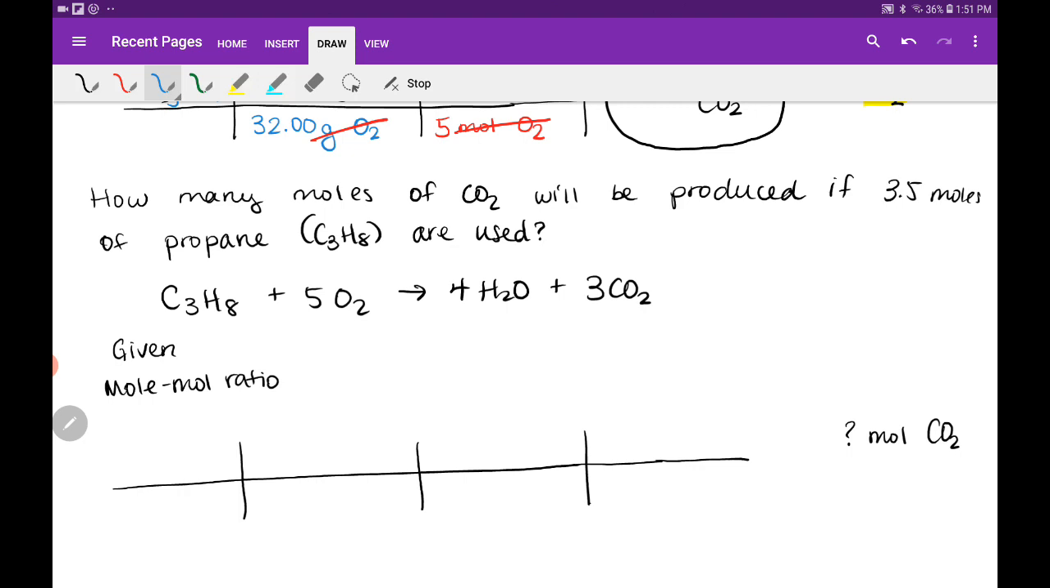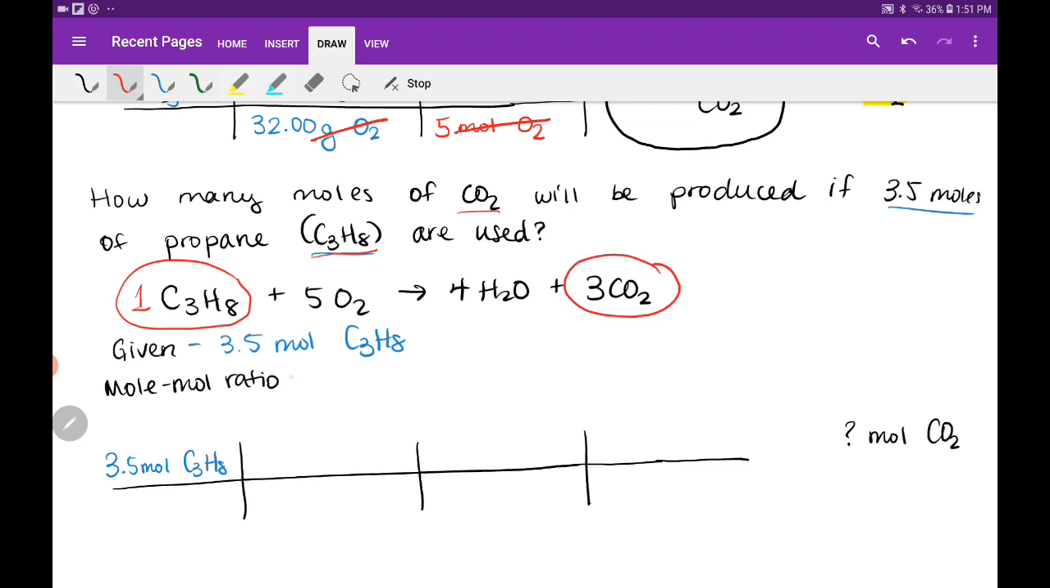Okay, so in this situation, our given is 3.5 moles of C3H8, and our mole-mole ratio here, so we're comparing C3H8 with CO2. So we're looking at this one, and remembering if there's not a number there, it's 1, and CO2 is over here. So we know our mole-mole ratio is 1 mole C3H8 equals 3 moles of CO2. So our C3H8 is going to have to be on the bottom, so that the moles of C3H8 cancels with the moles of C3H8. And then the 3 moles of CO2 is on the top.